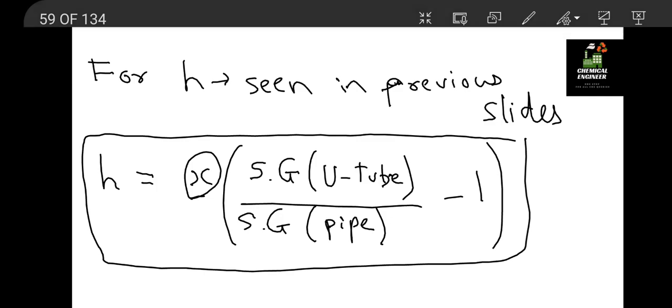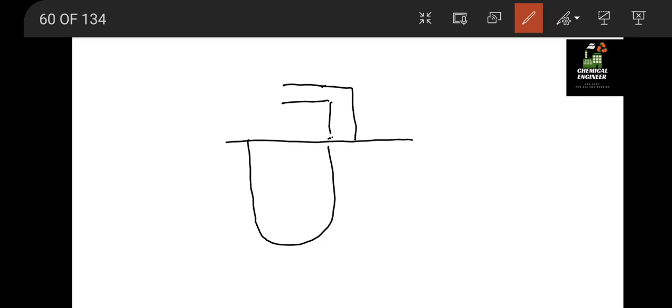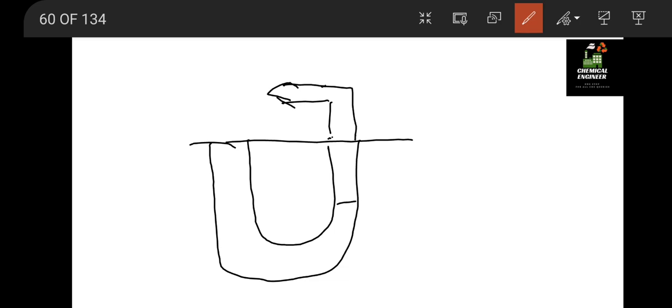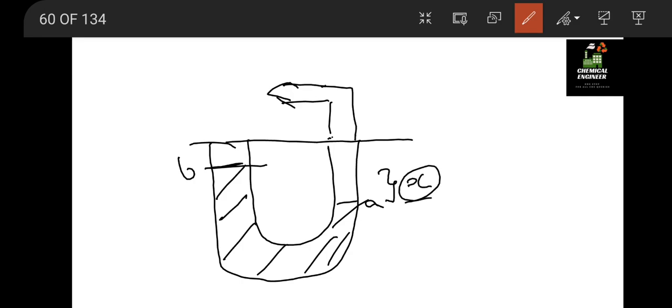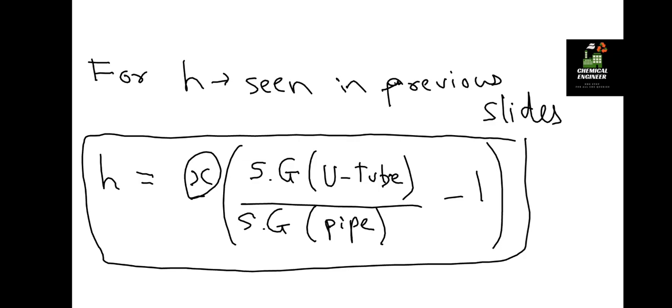So how to calculate this X? Let me draw it. Suppose any flow meter is there which is connected to the U-tube. This is a flow meter, suppose, and the height difference between point A and point B, this is a fluid. So this height difference is generally known as X. The height difference that is given in your question is X. From that you have to find H using this equation.